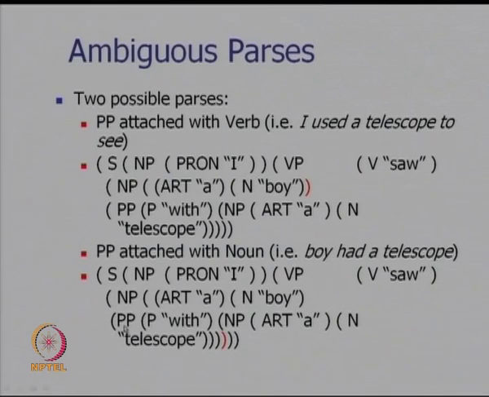In the other case, the preposition phrase is attached to the boy, because it is contained within the noun phrase, not in the verb phrase. It is contained in the verb phrase, but more so within the noun phrase, because its immediate parent is the noun phrase. So, this is the attachment to boy. There are two ambiguous parses.